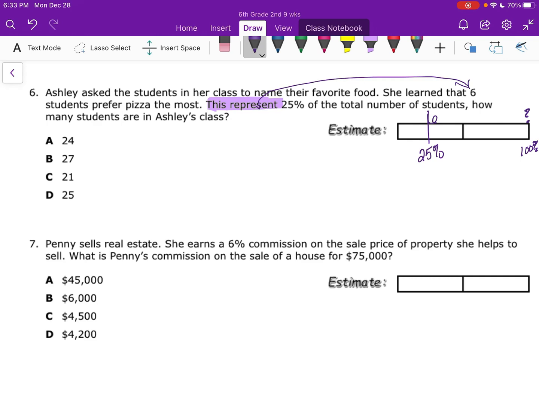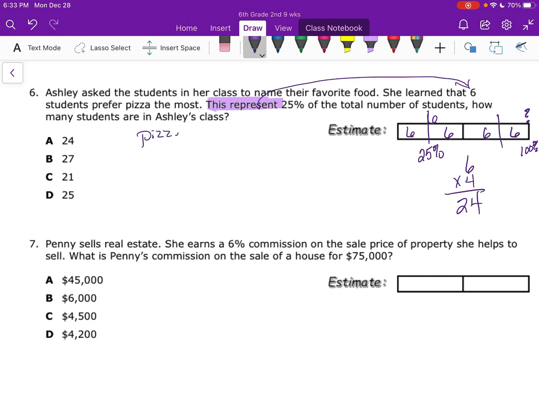Okay, so if I separate my bar into 25%, then this is 6, this is 6, this is 6, and this is 6. So our answer, how many 6s does it take to make the 100? 4. So 6 times 4 is 24. It should be A. Let's check it with the proportion to make sure.